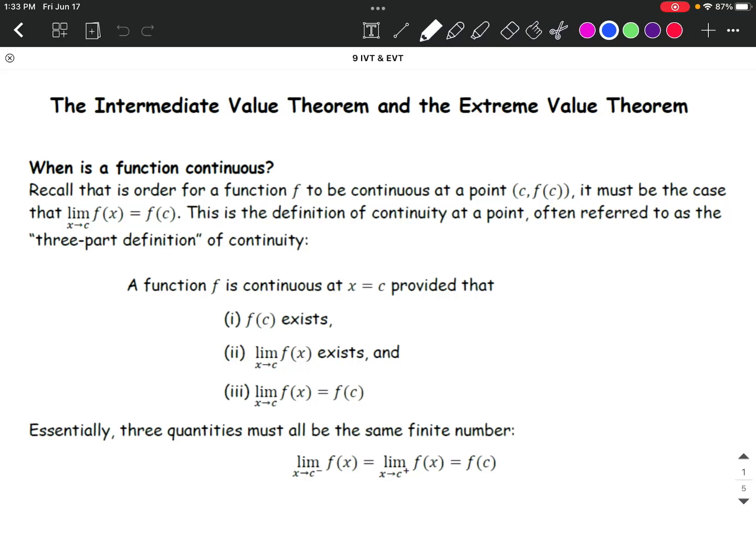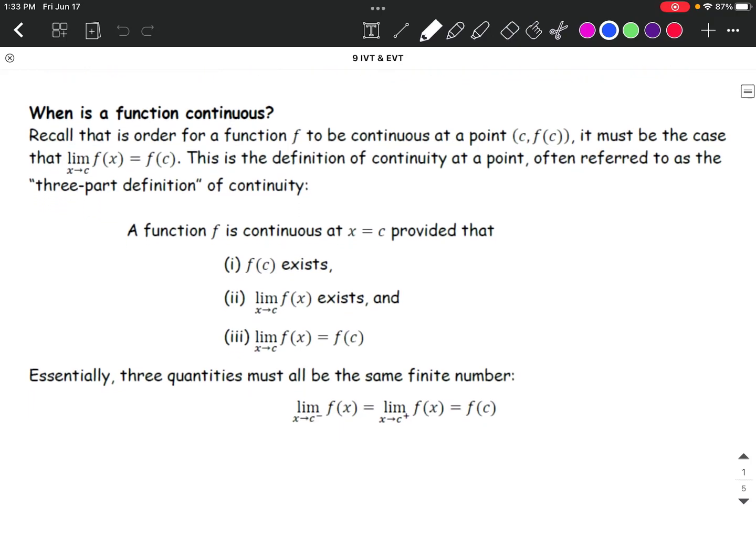So first off, I want to remind us, when is a function continuous? Remember that in order for a function to be continuous at a point, it must be the case that the limit as x heads to c of f of x equals f of c. This is the definition of continuity at a point, often referred to as the three-part definition, right?